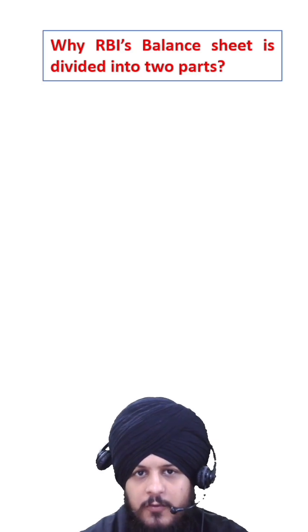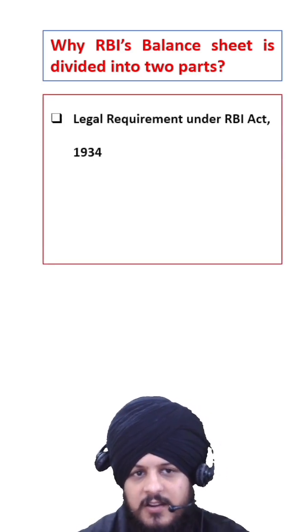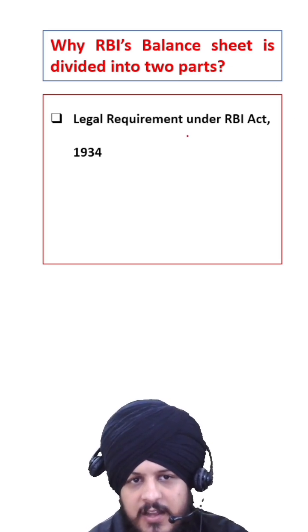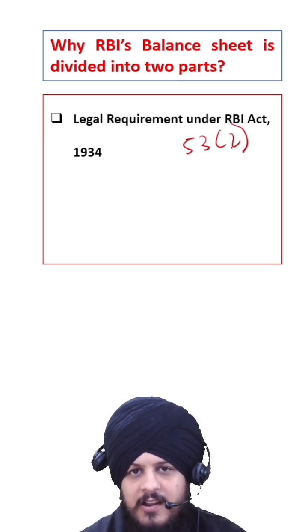There are different types of reasons behind it. For example, the first one is the legal obligation under the RBI Act 1934, very specifically Section 53(2), which explicitly states that RBI must maintain its accounts separately by clearly outlining assets and liabilities. Apart from that, it also says that RBI has to publish weekly and annual statements which show these distinctions clearly.